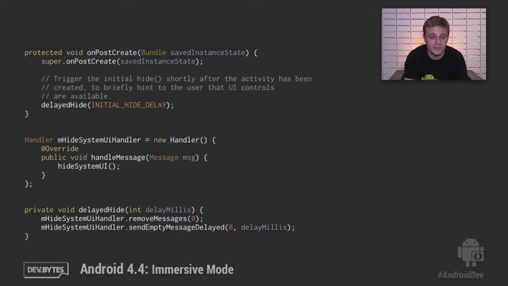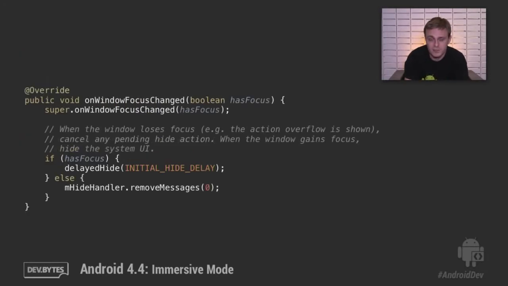We won't go through all the details here, but basically, you want to use a handler with delayed messages for this purpose. You can also clear messages to make sure that any pending hides or auto-hides are canceled if need be. Additionally, you should handle the case of window focus changes. If you gain window focus, you may want to re-hide the system bars. If you lose window focus, for example, due to a dialog or pop-up menu coming up, you'll probably want to cancel any pending auto-hides.